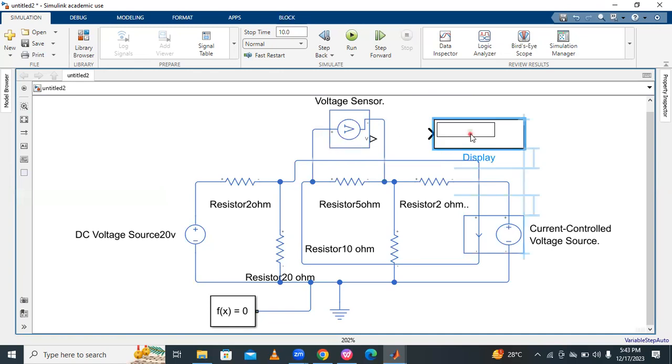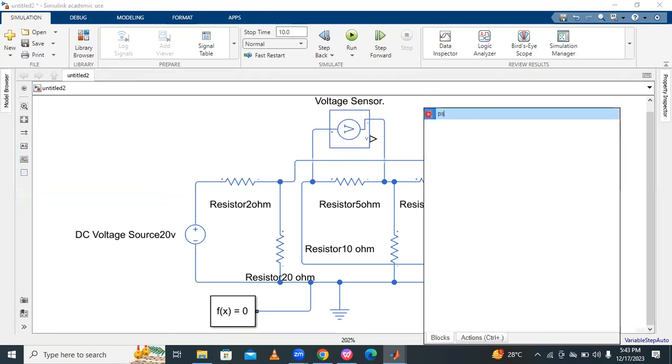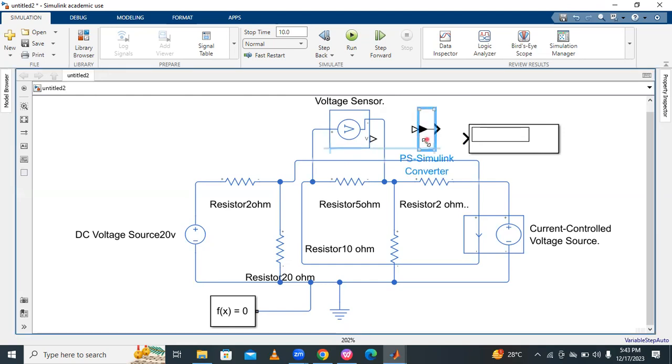Connect the display. Directly it is not possible to connect, because these are Simscape elements and the display is a Simulink block. So that's why one PS-Simulink converter is required. By using this, we can connect it to the display. We have to place it in between. This is called the PS-Simulink converter.